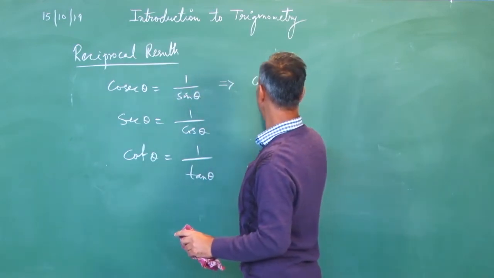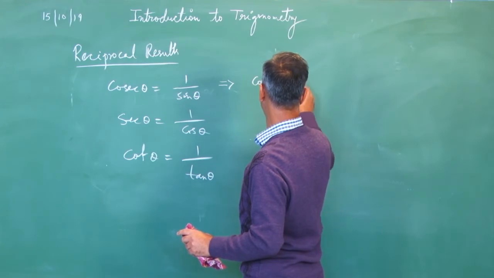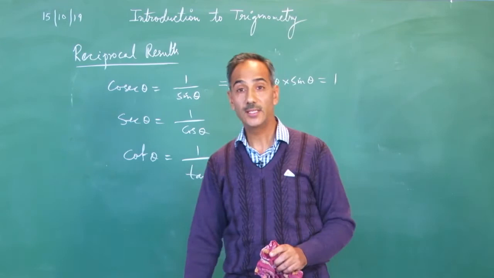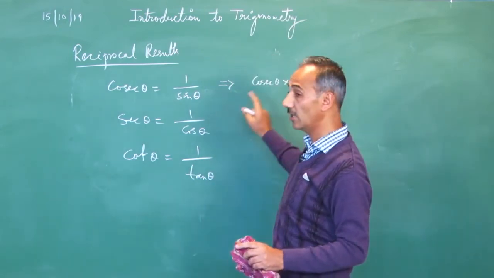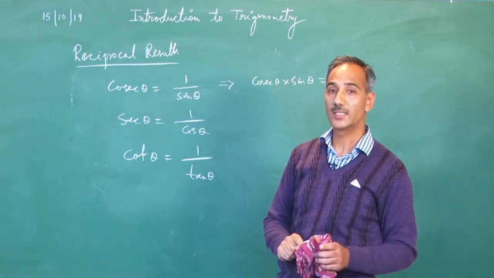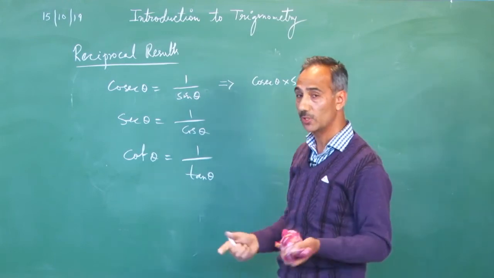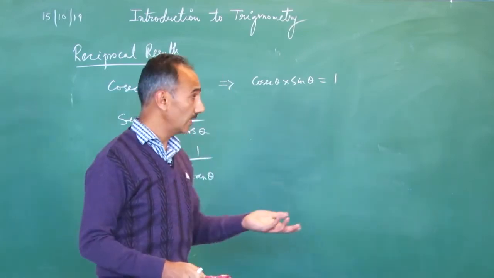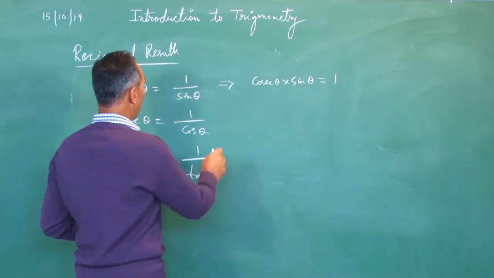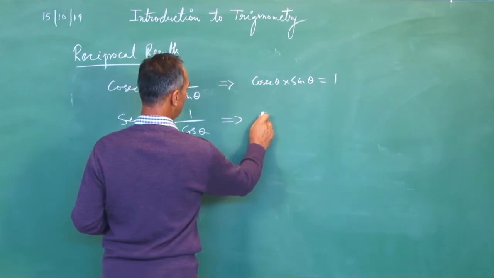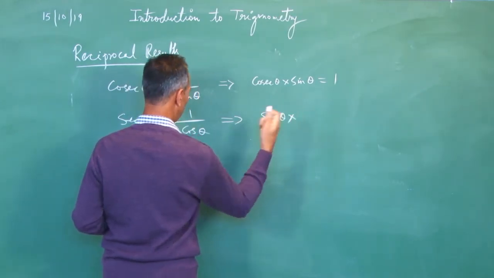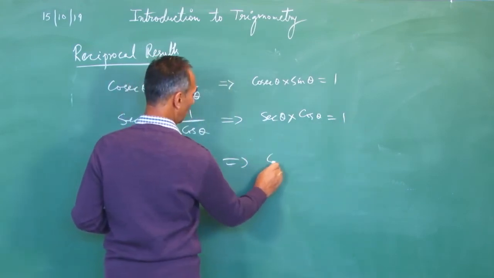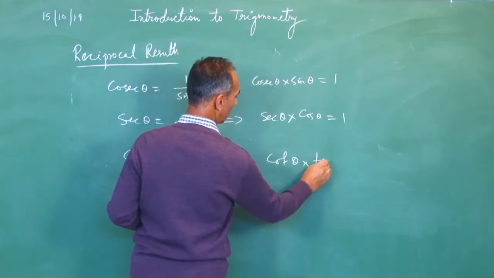If we analyze it further, this means cosec theta into sine theta is 1. So sine theta is the reciprocal of cosec theta, and vice versa, cosec theta is the reciprocal of sine theta. Reciprocal means the multiplicative inverse. Cosec theta is multiplicative inverse of sine, and so is sine. And same is here, sec theta, in short we call it as sec theta. Secant theta into cos theta is 1, and this will give you cot theta into tan theta is 1.